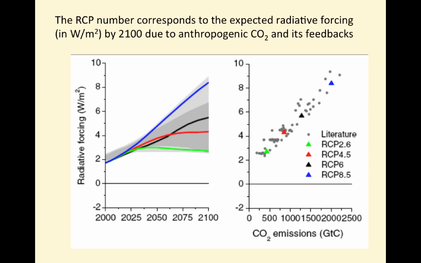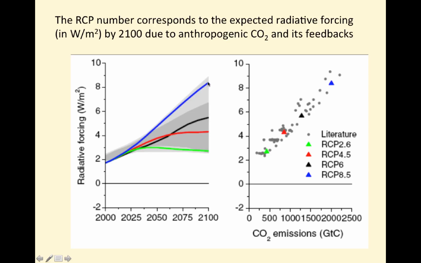So where do those RCP numbers come from, those representative concentration pathways? What does 8.5 mean, for example? The RCP number corresponds to the expected radiative forcing in watts per square meter by 2100 due to the anthropogenic CO2 and its feedbacks. Okay, so they're taking those predictions and saying, okay, the RCP 8.5, if we keep emitting a lot of CO2, that's going to raise temperature, and it's going to raise it specifically by increasing the amount of watts per square meter getting absorbed at the surface.